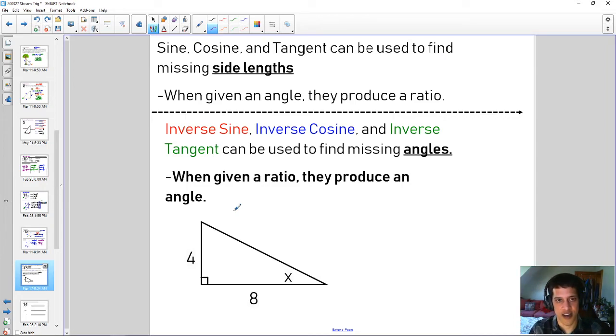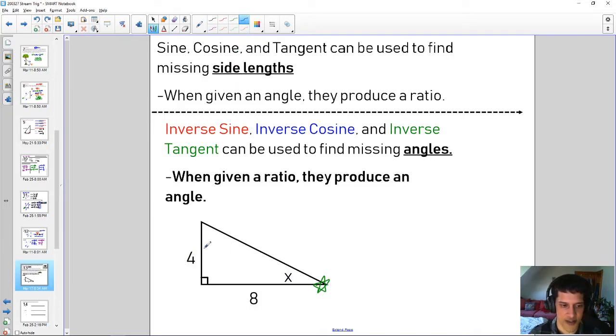The inverse sine, inverse cosine, and inverse tangent can be used to find missing angles in a triangle. So when we give them a ratio, they produce an angle in response. Let's take a look at how this works out in practice. We're going to start off by using the same steps we had used before. We're looking at angle x here. I'm going to put a little star next to it.